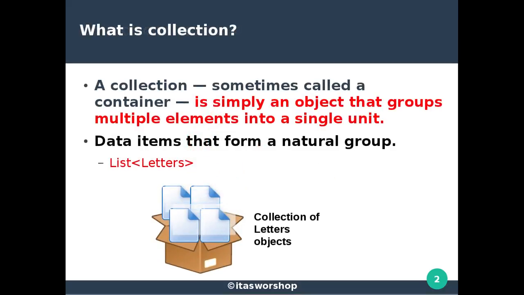The literal meaning of collection, sometimes also known as a container, is simply an object that groups multiple elements into a single unit. Like in this example we have multiple elements, those are letters. If I create a group of these letters and put them into one container, that is a collection. Letter objects can be considered in a list or array list. So for example, a list of letters, you can say this is my collection of letters.